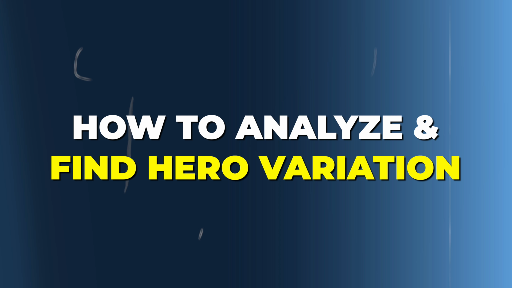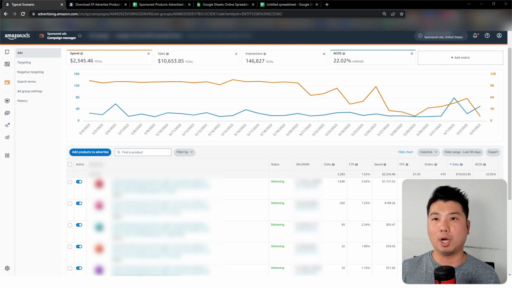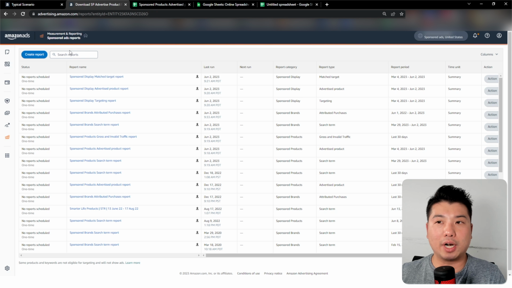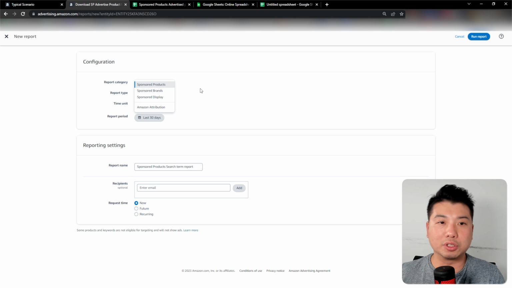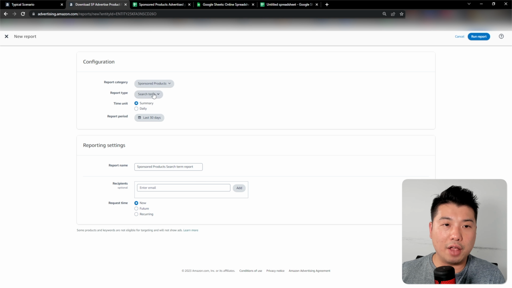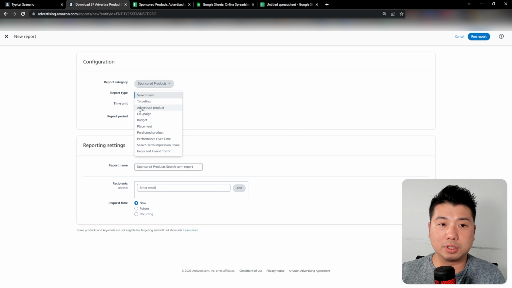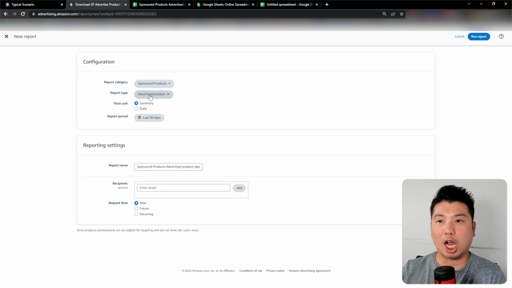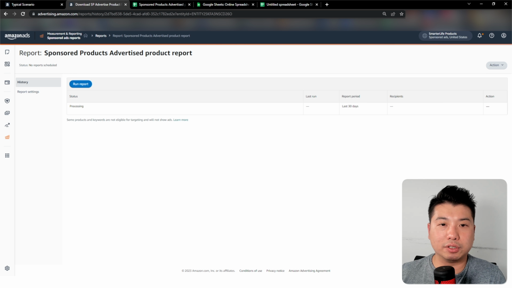So how do you actually analyze and find your most efficient or hero variation? In your Amazon PPC account, you are going to go to your measurement and reporting. You're going to go to your sponsored ads report. And then within your sponsored ads report, you're going to go to create report. Most of the time, you're probably going to select sponsored product. This assumes that this is the majority of the campaign that you are advertising for. And then you can select advertised product. So this would give you the analysis on ASIN level, a particular child ASIN level. Run the report. After it's finished, you're going to download it.